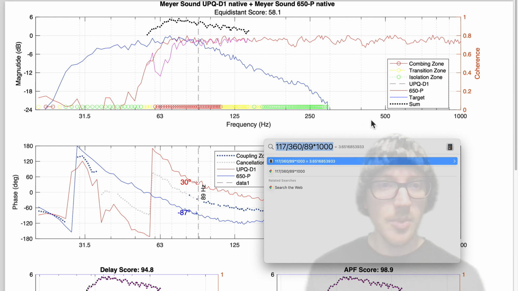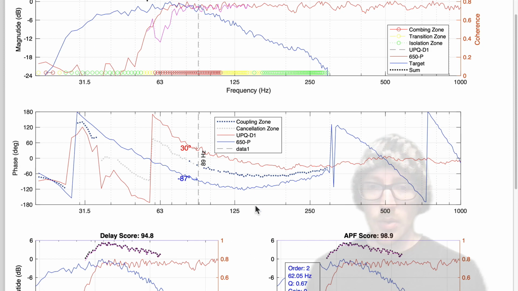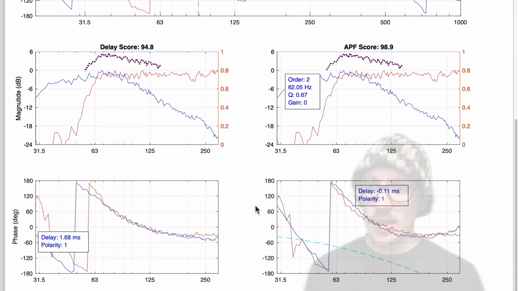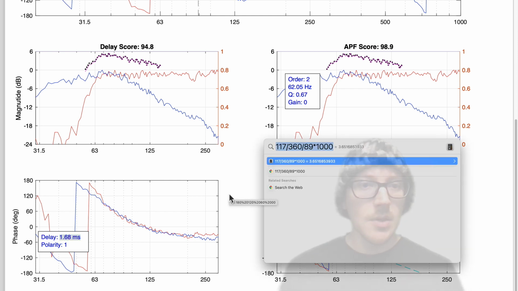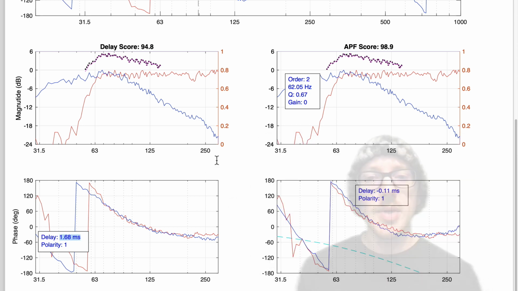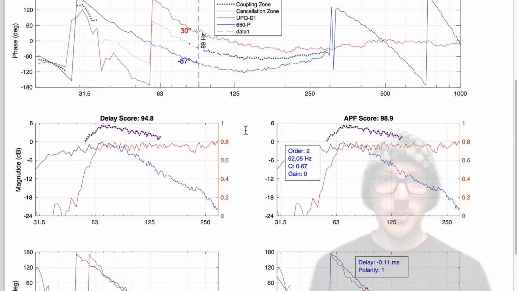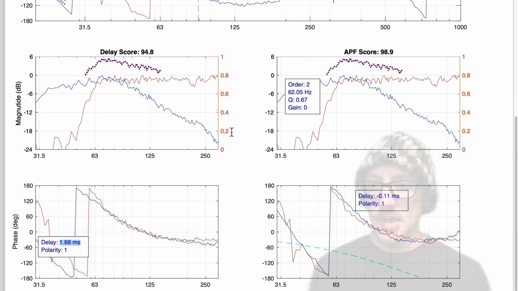So I can't even remember what I said, 3.65 milliseconds. So what did the robot come up with? It says, oh, I'm going to do 1.68 milliseconds. That's interesting because 3.65 divided by 2 is 1.82. So instead of doing this thing, it did half of that and then a polarity inversion.